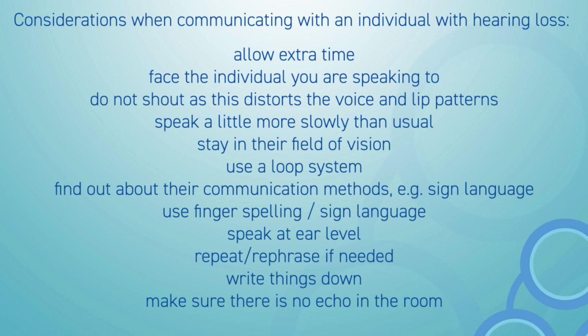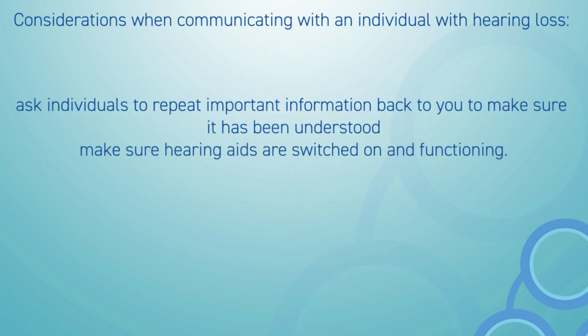Use a loop system. Find out about their communication methods, for example, sign language. Use finger spelling or sign language. Speak at ear level. Repeat or rephrase if needed. Write things down. Make sure there is no echo in the room. Ask individuals to repeat important information back to you to make sure it's been understood. Make sure hearing aids are switched on and functioning.